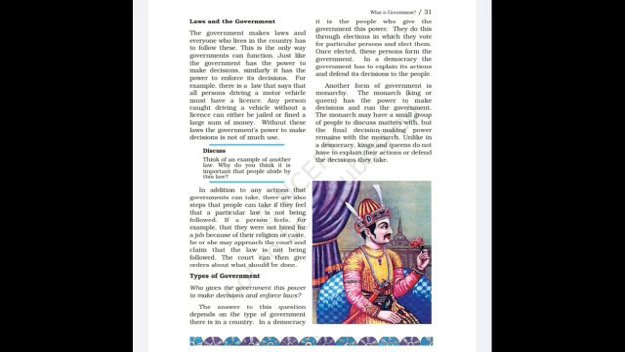Here, the second one is types of government. Government can be classified into several types. Some of the most common types of government are a democracy, second one is monarchy, etc. Now we are going to look at both of them.